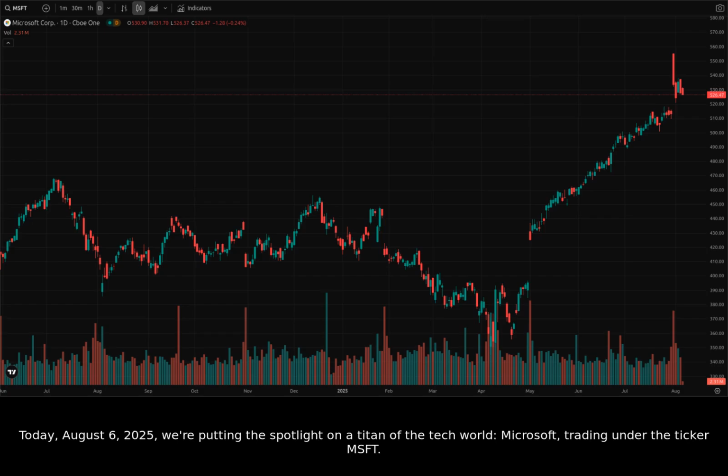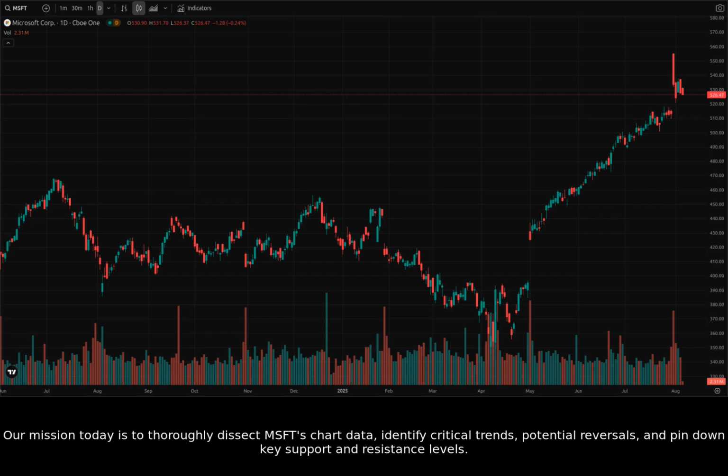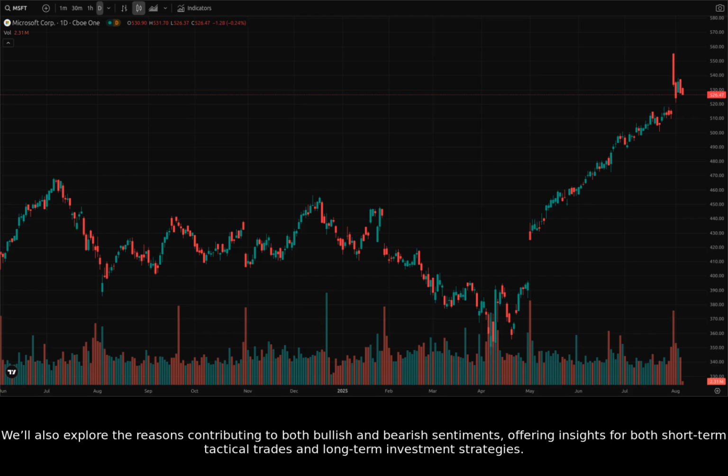Today, August 6, 2025, we're putting the spotlight on a titan of the tech world, Microsoft, trading under the ticker MSFT. This stock has been particularly dynamic, especially with its central role in the burgeoning artificial intelligence sector, which has directly influenced its remarkable and sometimes volatile price movements. Our mission today is to thoroughly dissect MSFT's chart data, identify critical trends, potential reversals, and pin down key support and resistance levels. We'll also explore the reasons contributing to both bullish and bearish sentiments, offering insights for both short-term tactical trades and long-term investment strategies.